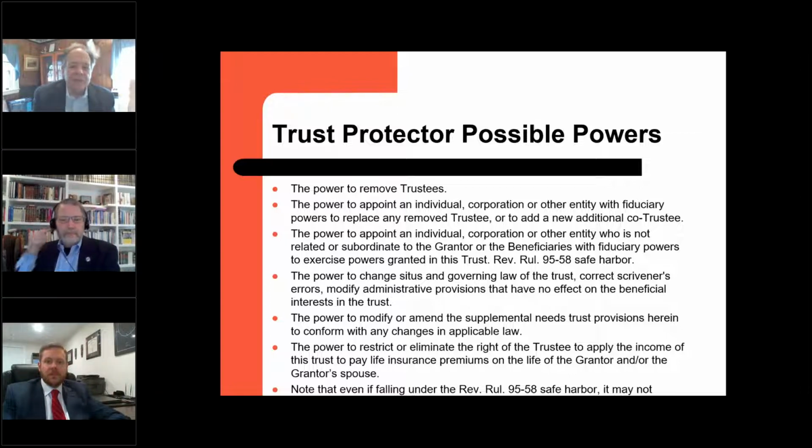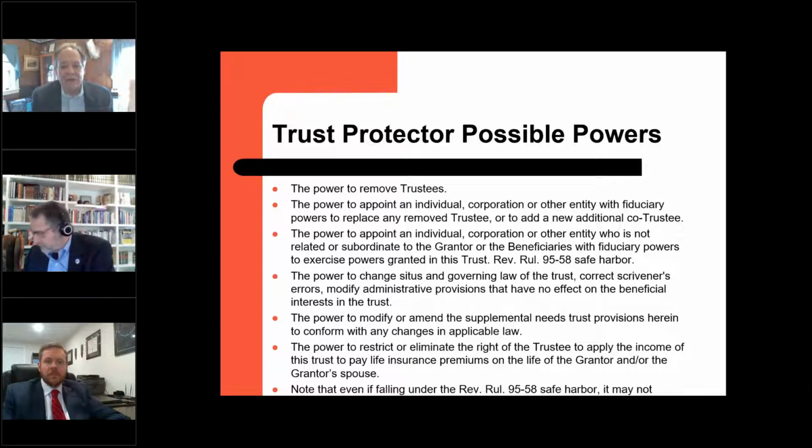I name Marty as a trust protector of my trust, and one of the powers that I give Marty is the ability to remove and replace the trustee. And along the way, the trustee does a horrible act and costs the trust a tremendous amount of money, and I can't get the trustee to pay. Now, is Marty liable? Well, if he's a fiduciary, he should have been monitoring it the entire time.